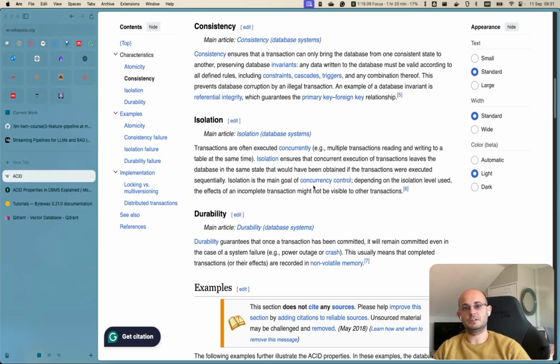And then durability: if the database crashes, the data will still be there afterwards, as long as a transaction was fully committed. And this is basically ACID.